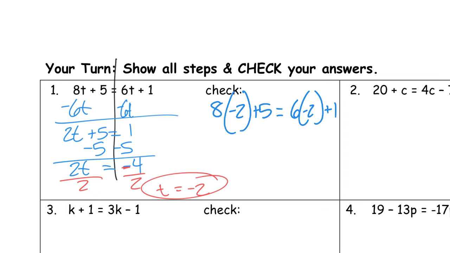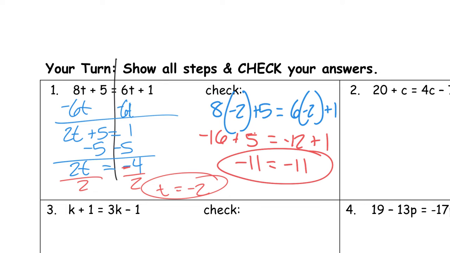And 8 times a negative 2 is a negative 16. 6 times a negative 2 is a negative 12. And I've got negative 16 plus 5, negative 11. Negative 12 plus 1, negative 11. So my answer is correct.